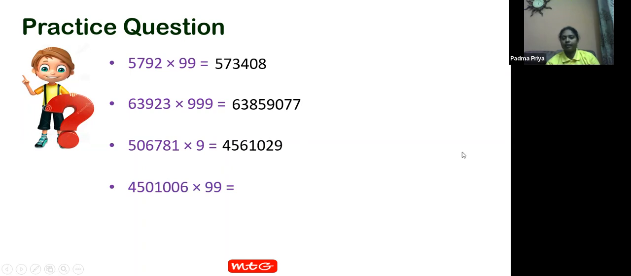Ma'am, can you tell me how to do this? 4561029. Yeah, the right part is only just one, and the remaining all is the left part. So subtract that from the complete multiplicand. You just get the answer.